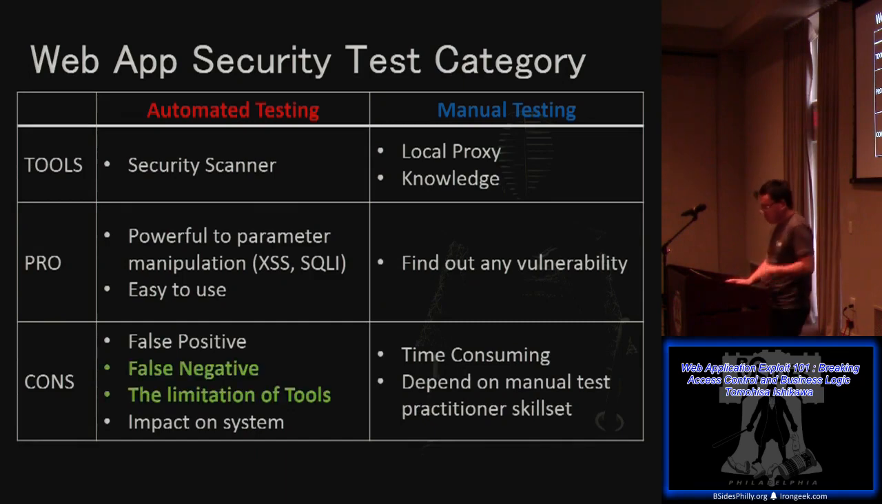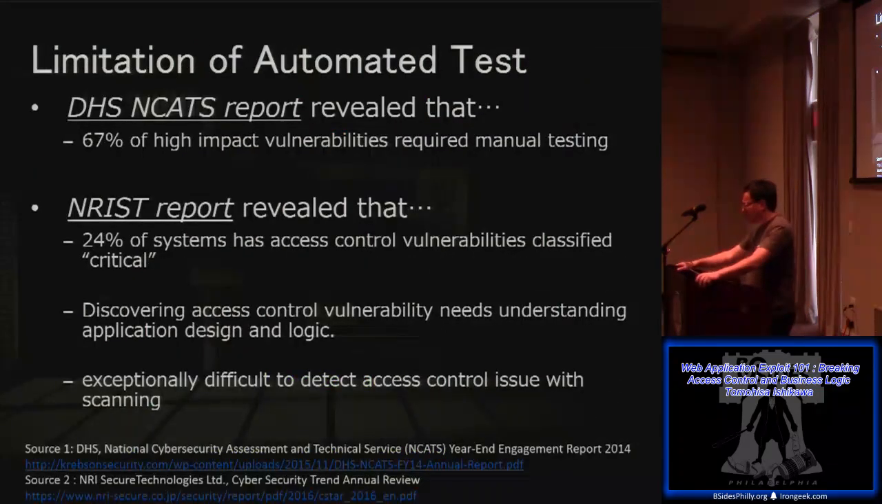So I want to focus on the negative side of automated scanning. Actually, there are a couple of limitations in automated scanning. There are two pieces of research there. One of the research came from the DHS, Department of Homeland Security. They had a report that said 67% of high impact vulnerabilities require manual testing. So what does it mean? Automated scanning is still very powerful, but there is still a limitation.